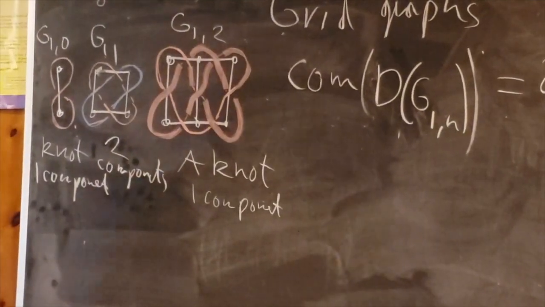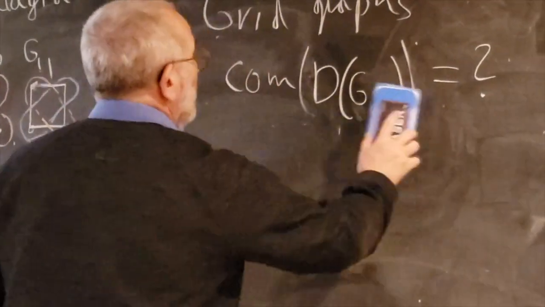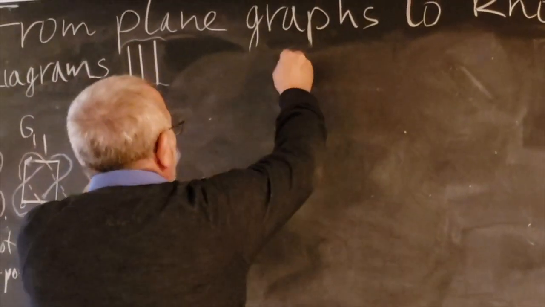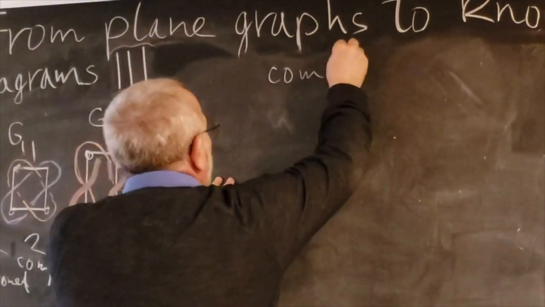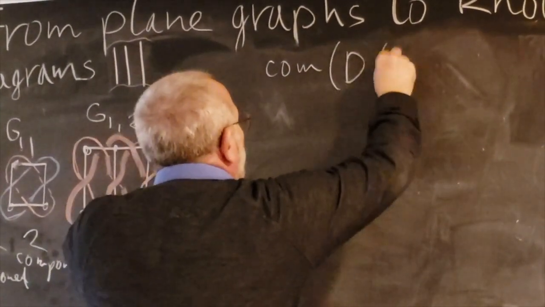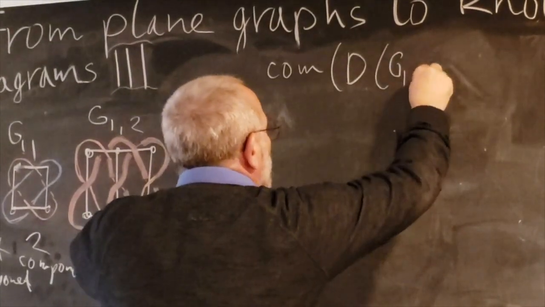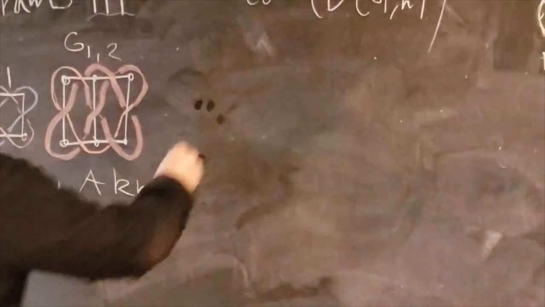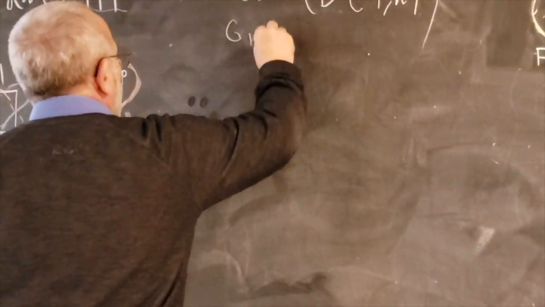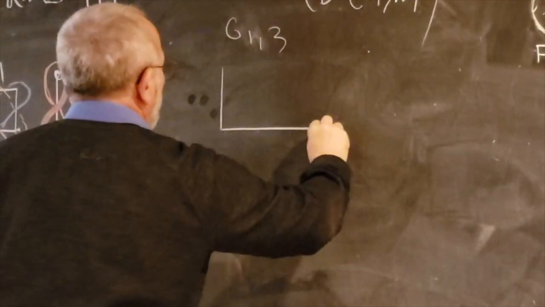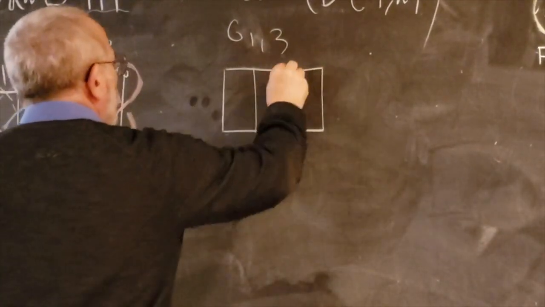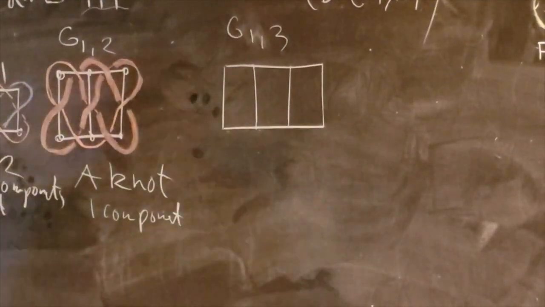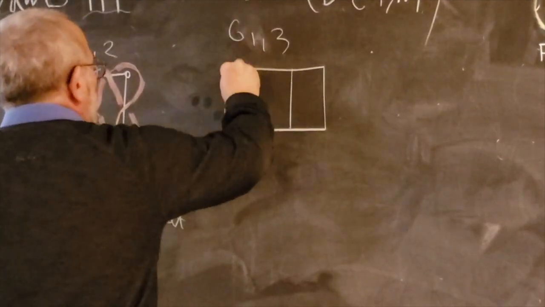Okay, what do we get? Let me erase this, the main question for us. Maybe it should be written somewhere only with small letters. We ask, what is the number of components of the diagram of the grid graph G_1,N, general N. We'll guess the pattern. So next, G_1,3. This is G_1,3, and now let's draw the diagram. Bridge on the left.